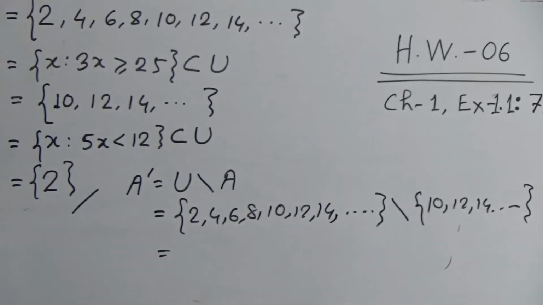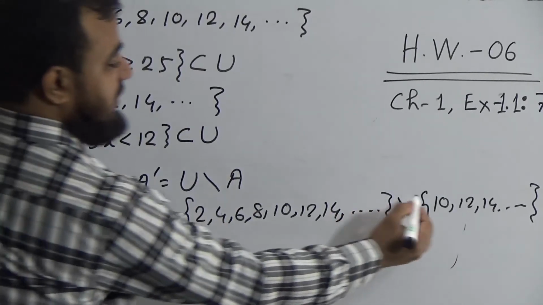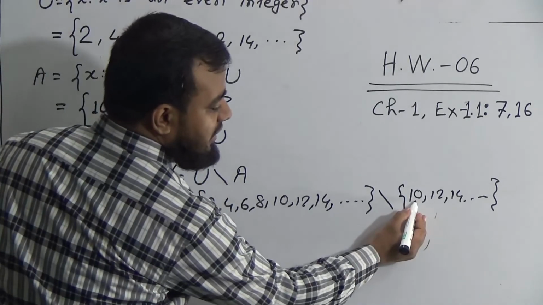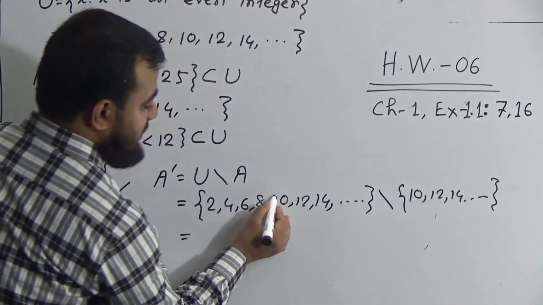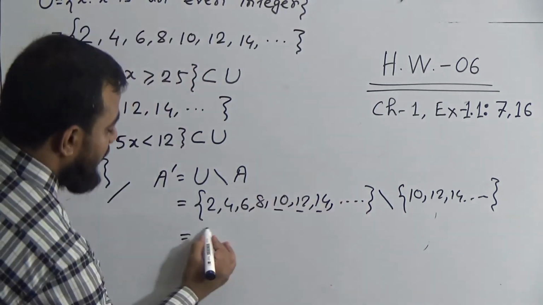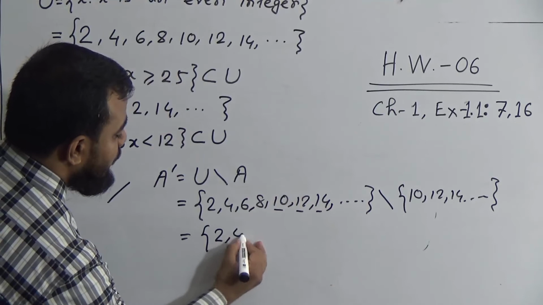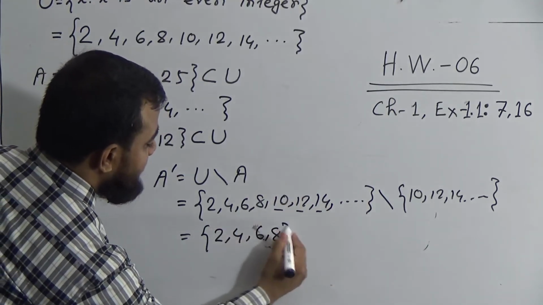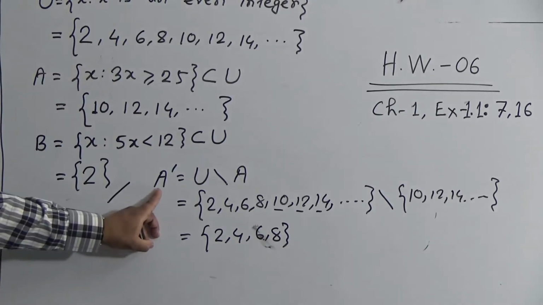Now delete means we have to omit the set A from the set U. That means we need to delete 10, 12, 14 and so on. We must delete them. That means only 2 to 8 remain. That means 2, 4, 6 and 8 are remaining in the set A prime.